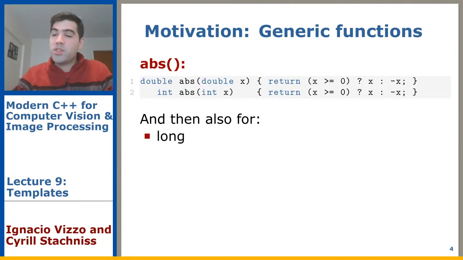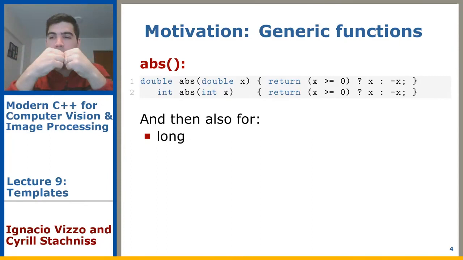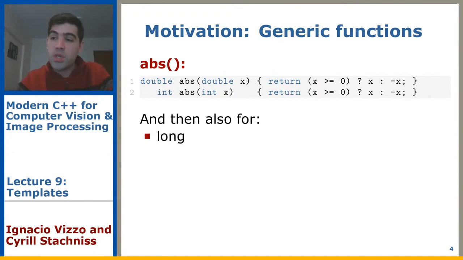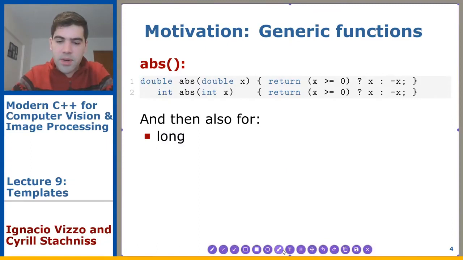The goal is to separate the data from the algorithm and work agnostic to the type of data. So actually we have the absolute value function here. We saw how to do this with function overloading in previous lectures. Let's highlight some stuff here.